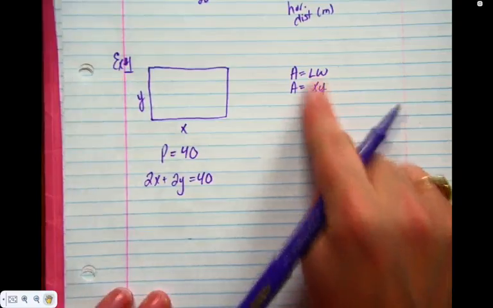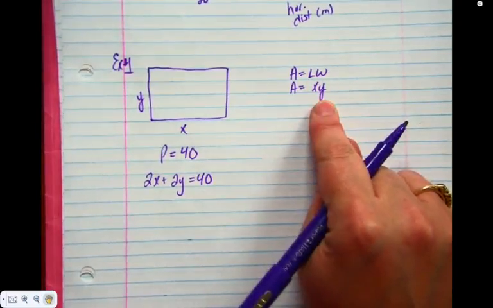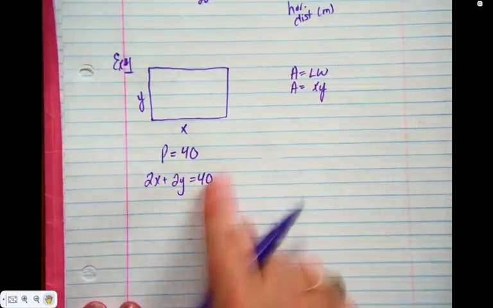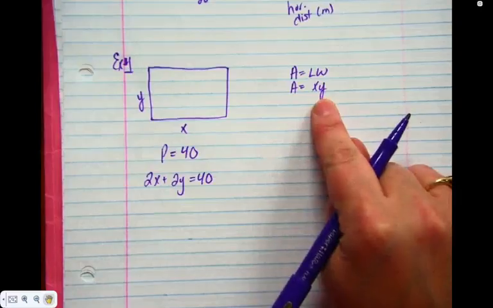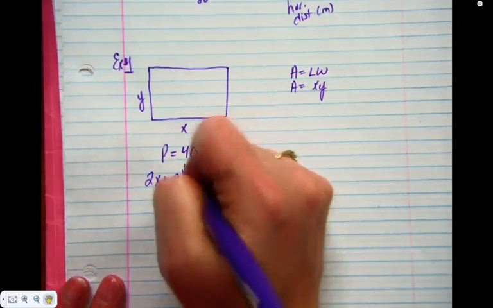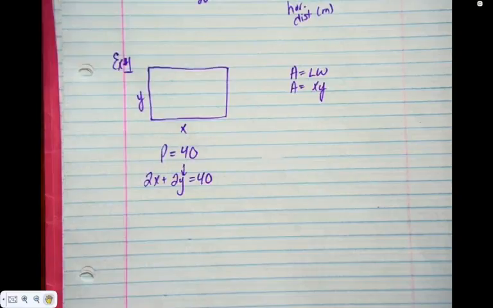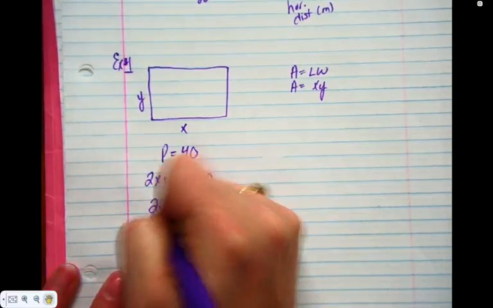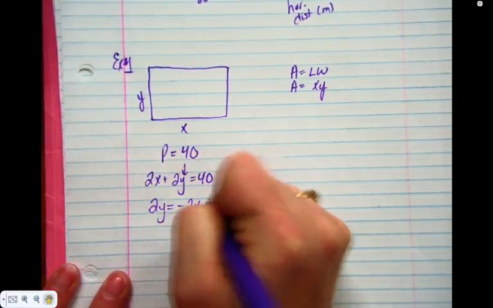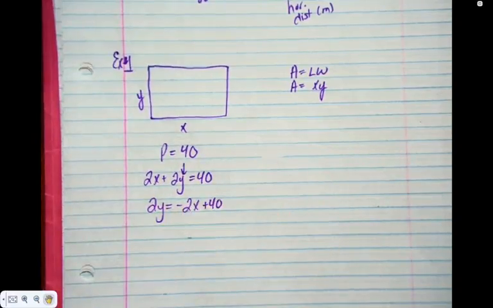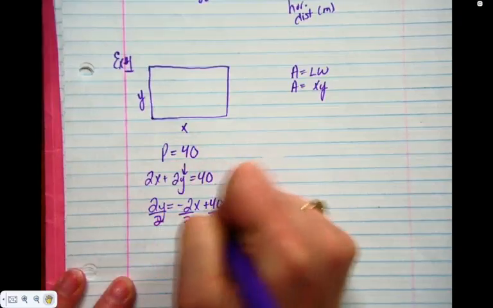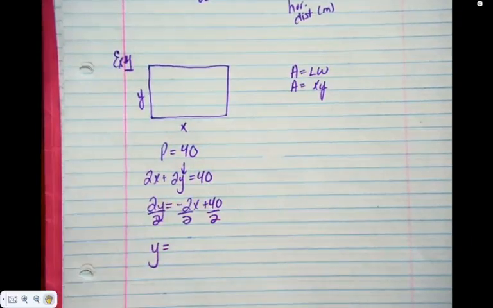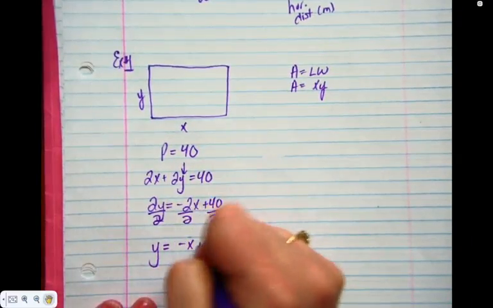The problem is right now I have 2 variables, and I can only have x on the right-hand side. So I'm going to use this here to get an expression for y, and then take y out and put in what it's equal to. Follow my logic here. I want to get y by itself. First I'm going to take the 2x over, so 2y is negative 2x plus 40. Then to get y by itself, I'm going to divide each term by 2, so y equals negative x plus 20.